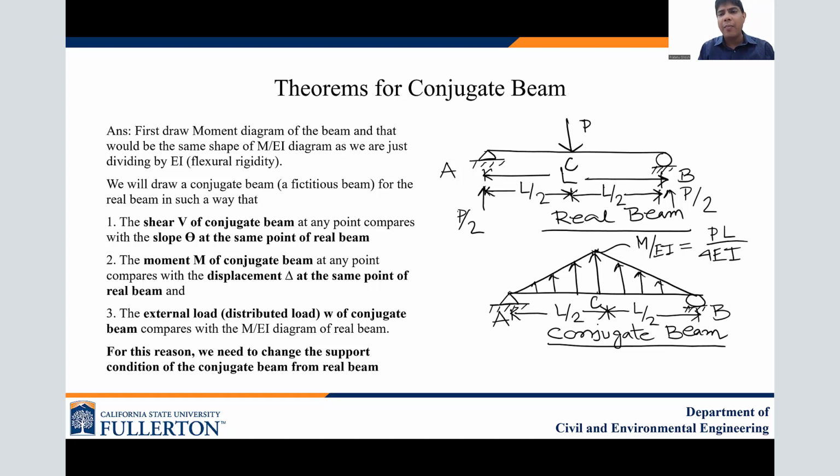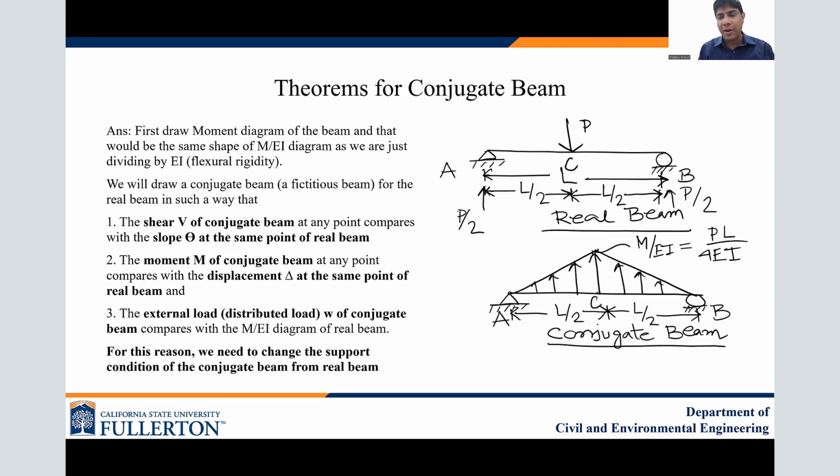Our moment value is positive, PL over 4EI, so our loading diagram in the conjugate beam will act in the upward direction. If the bending moment value is negative, then the loading diagram will be downward. Once you draw the M over EI diagram, we know what kind of loading is acting in the conjugate beam. The next step is changing the support from the real beam to the conjugate beam.